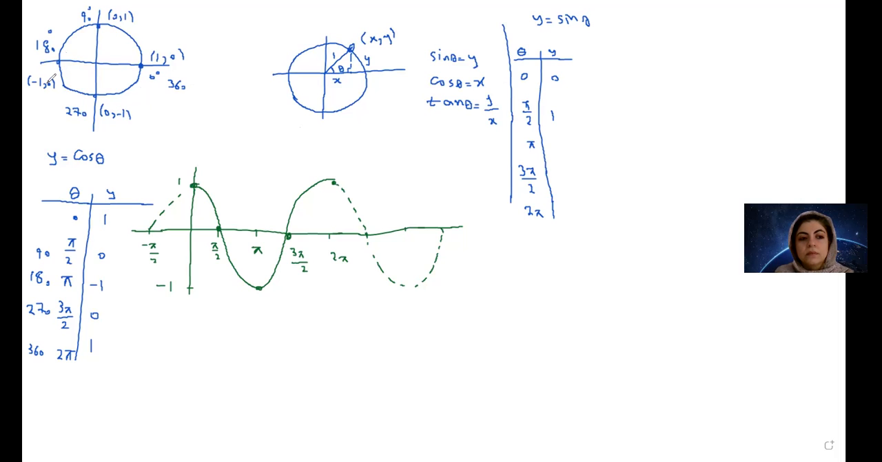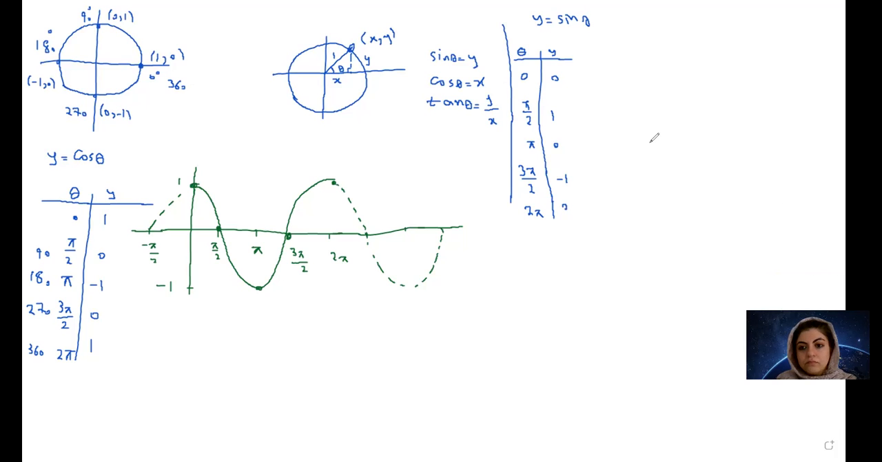Sine is y component. What is the y component here? 0. Okay, not x. Yes. 3 pi over 2. What is the sine of 3 pi over 2 or sine of 270? Negative 1. What is the sine of 2 pi or 360? 0. So I have these points.